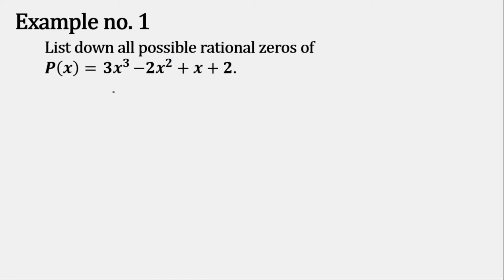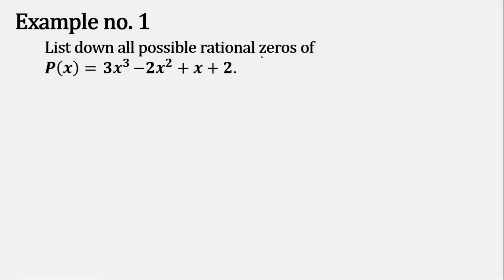Because if you're going to find the value of x in this polynomial function, you might end up testing all numbers. So the use of these possible rational zeros is to limit, or to give specific numbers to work on in testing if those are the zeros of the polynomial, if those are the values of x that would make this polynomial zero.